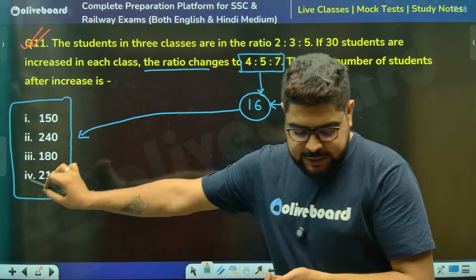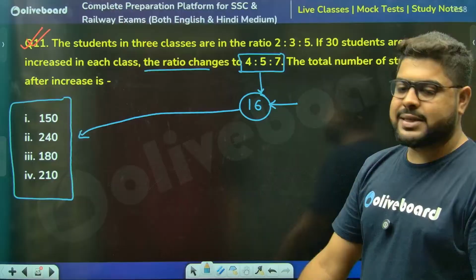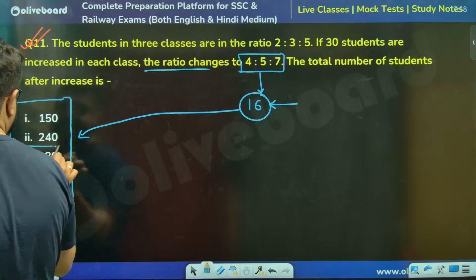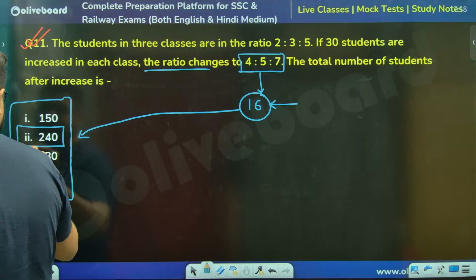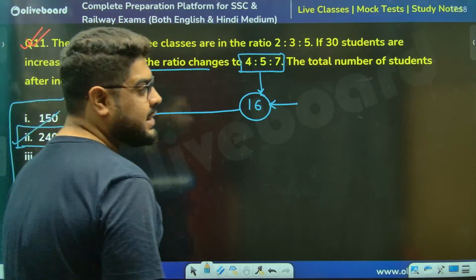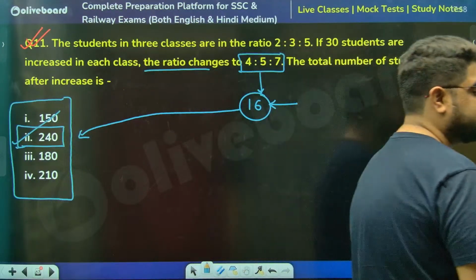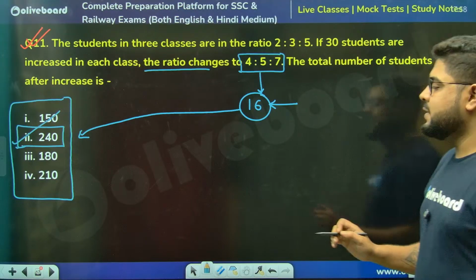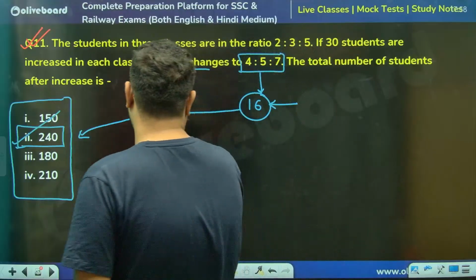Check which option is a multiple of 16. There is only one option which is a multiple of 16 here, that is your answer. 16 into 15 is 240, sir. That's done. Done and dusted. Right? 16 का multiple होगा.